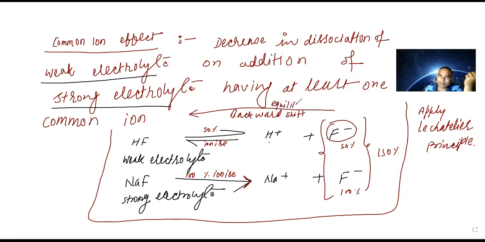Now try to understand the meaning of this. Again, you can read out this one. Decrease in dissociation of weak electrolyte on addition of strong electrolyte having at least one common ion is known as common ion effect. Can you understand this definition? Okay, please make a note of it.